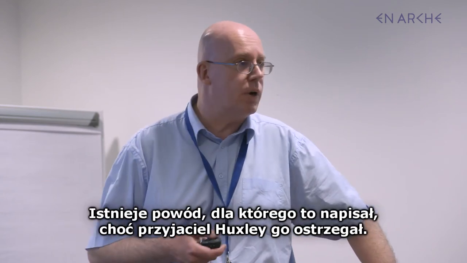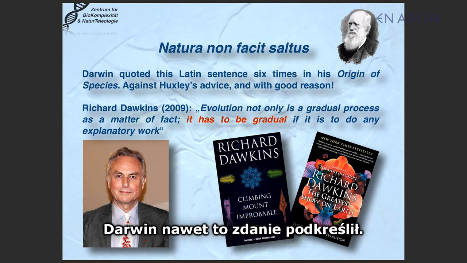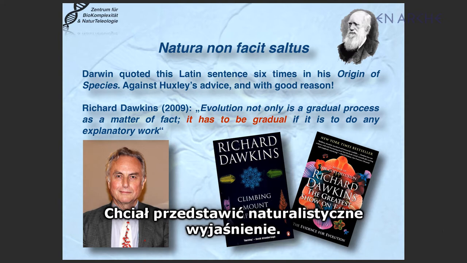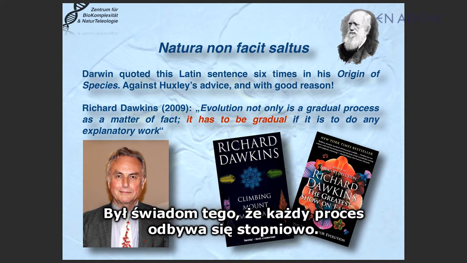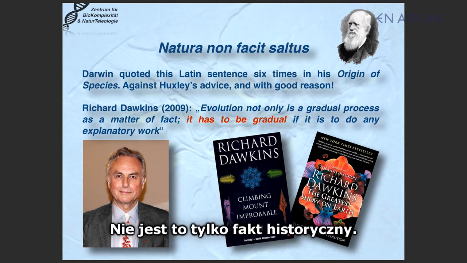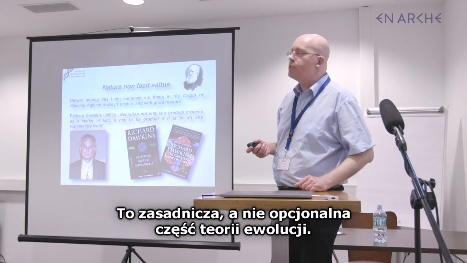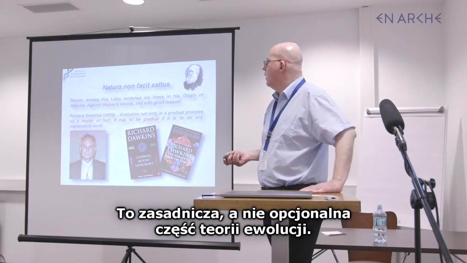And there's a reason why Darwin emphasized this gradualism, in spite of warnings from his friend Huxley: Darwin wanted to present a naturalistic explanation. He was aware that any kind of non-gradual, saltational processes are in conflict with naturalism. And it's not just a fact of history. This is still an essential and not an optional part of evolutionary theory.